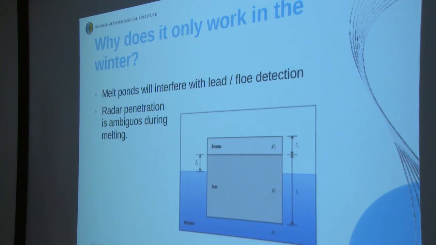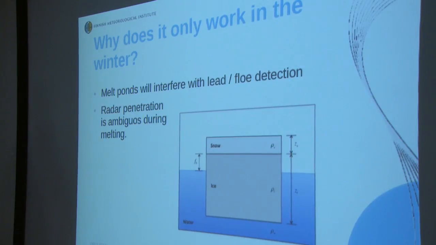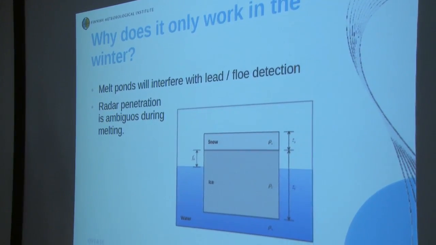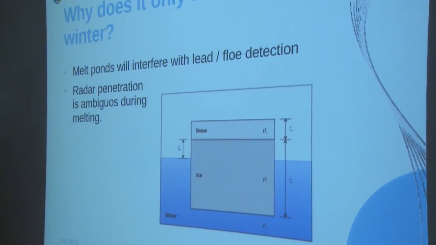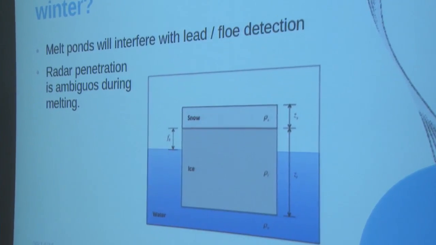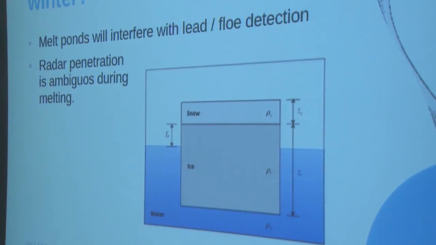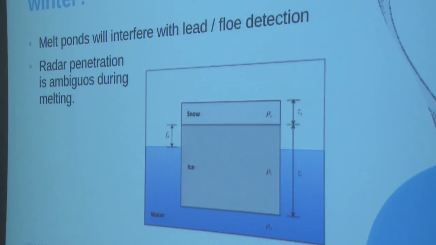It works only in the winter because in the winter we presume that the snow is dry. We get the penetration all the way down to the ice-snow interface. In addition, in the summer, you will have melt ponds. You will have water on top of the snow, and that will mix your lead detection algorithms. So we only use winter data.